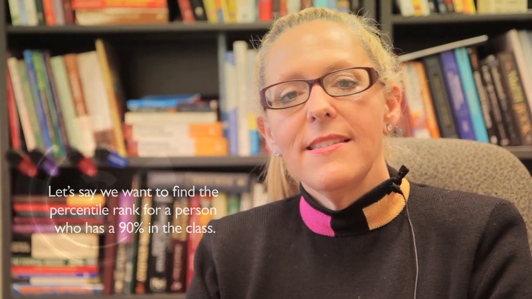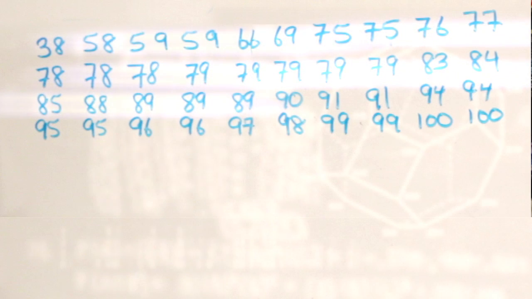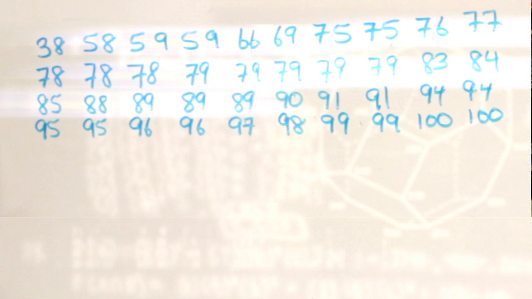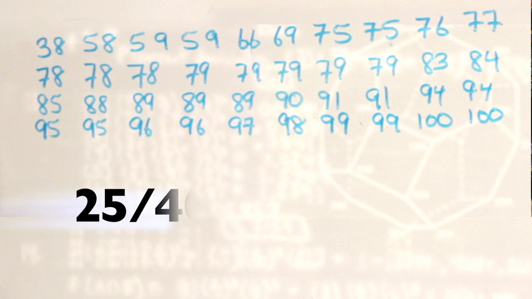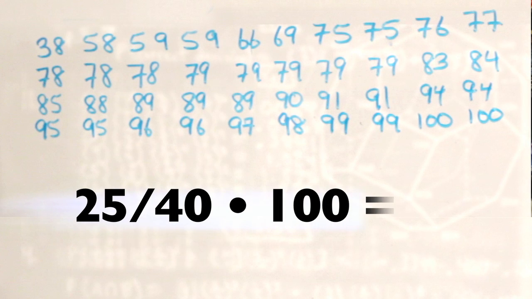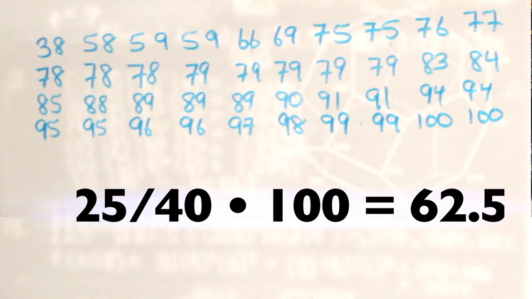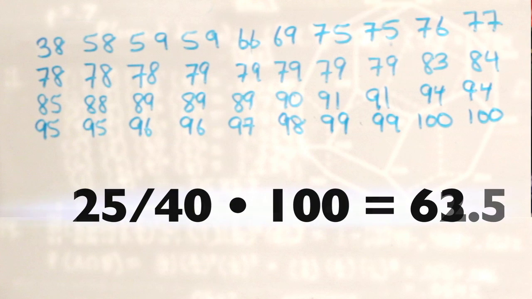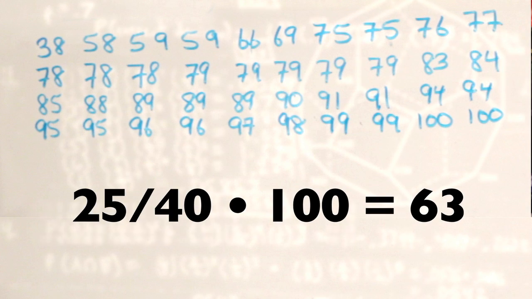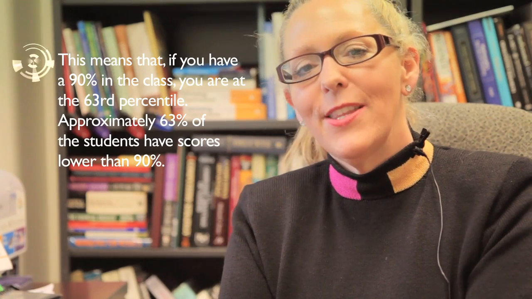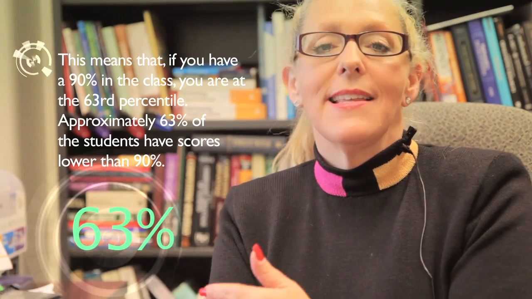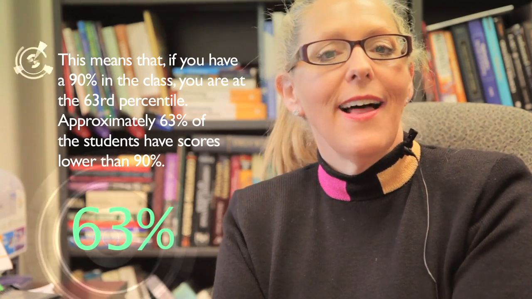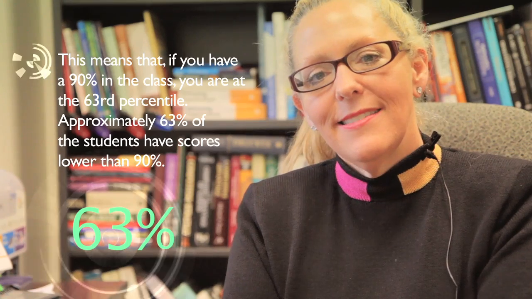The formula is the percentile for a value of x is equal to the number of scores below x divided by the total times 100. We count all the scores below 90. Notice there are 25 scores. We divide it by the total number of scores, which is 40, and we multiply that by 100. That gives us 62.5. Remember, the general rule is to round the resulting value to the nearest whole number, so we're in the 63rd percentile in the class. That means that 63% of the students in the class have scores less than 90.